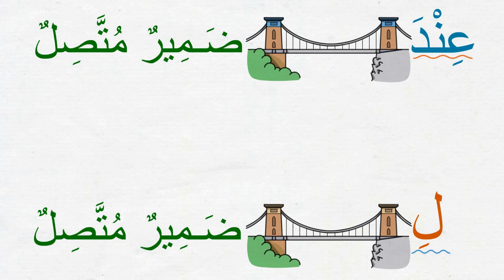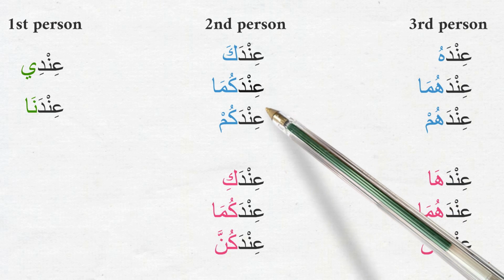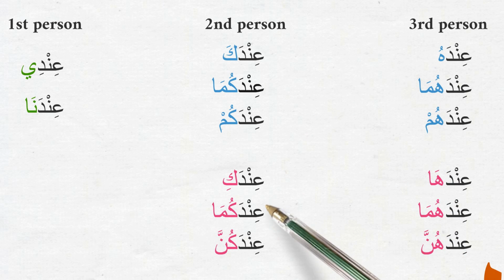Let's conclude this video by going through the entire table of the dhamir muttasil coming with Inda and Li for those who are memorizing the dhamirs all at once. It will be helpful to see them being used with different words. We will start with Inda in a usual order from third person to second and then to first. From mudhakkar to muannath jins. Indahu, indahuma, indahum. Indaha, indahuma, indahunna. Indaka, indakuma, indakum. Indaki, indakuma, indakunna.